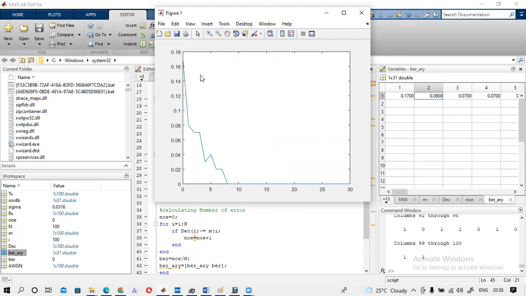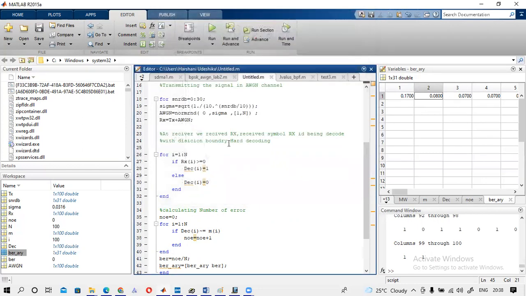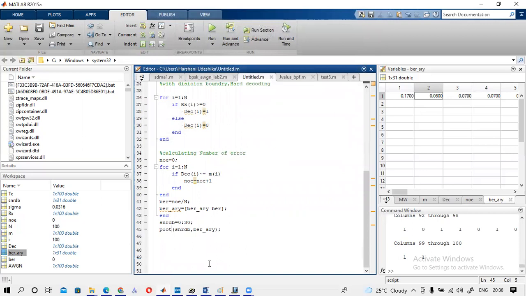But I think normally you plot this SNR versus bit error rate value in log scale. So instead of this plot, you can use semilogy, as I can remember. This will draw the graph in log scale. So we will see what happened.